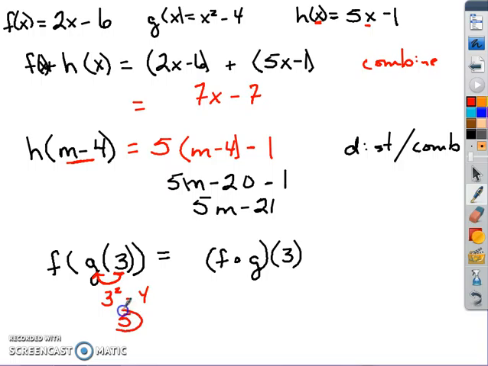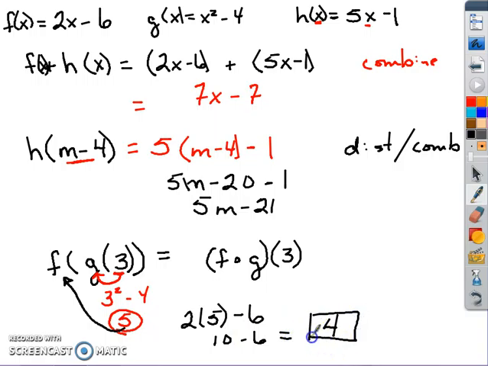Now take this 5, I'm working inside out, I'm going to put it into my f function. So now I have 2 times 5 minus 6. 2 times 5 gives me 10. 10 minus 6 is 4, and that's what I'm looking for.